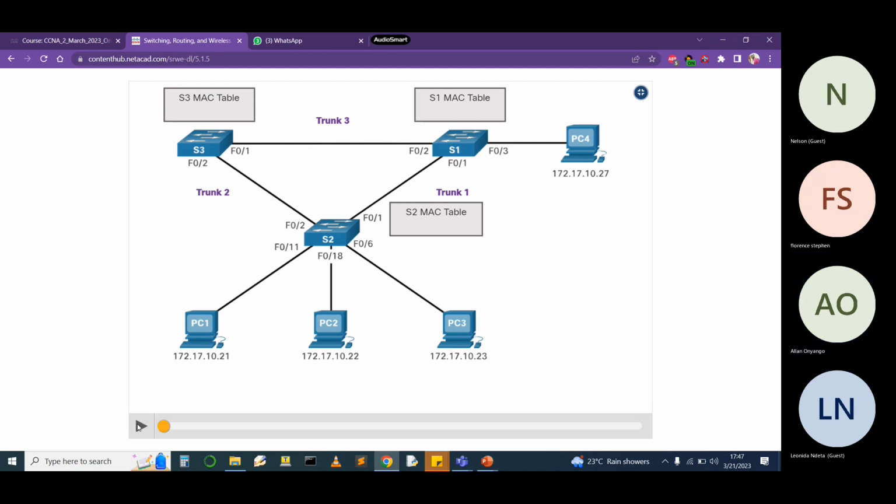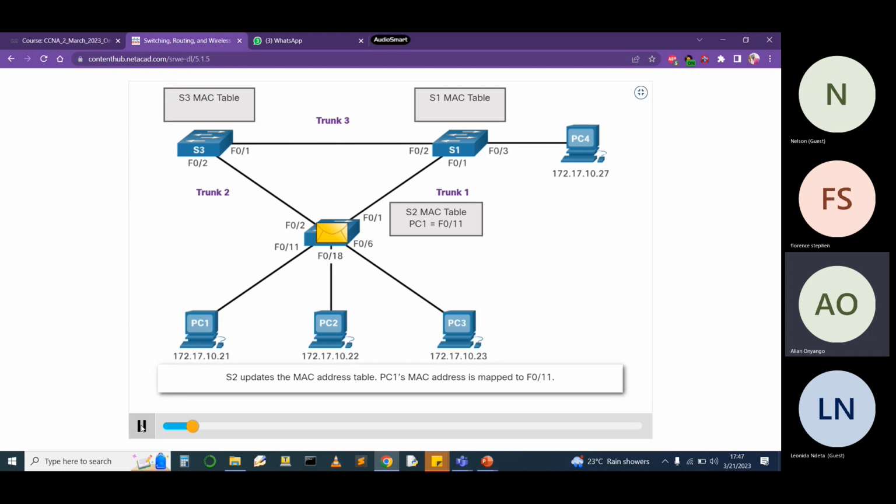All right. So let me activate a simulation here and look at what happens. Remember what the switch does when it receives a broadcast frame from a PC. The switch is going to broadcast it to all the active ports. Active ports means the port is connected to something, a device, either a switch or another PC.